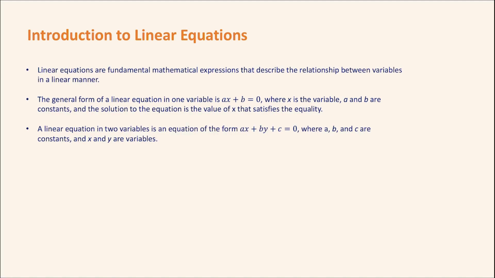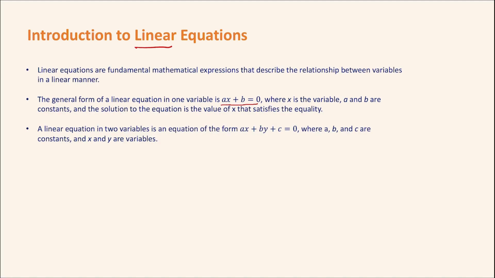Linear equations are just fundamental mathematical expressions that describe the relationship between variables in a linear manner. Whenever we say linear equations, with the word linear, you must have already got it that the highest degree of this equation would be 1. So when we talk about a linear equation in one variable, the basic form is ax plus b is equal to 0, where x is the variable and a and b are constants.